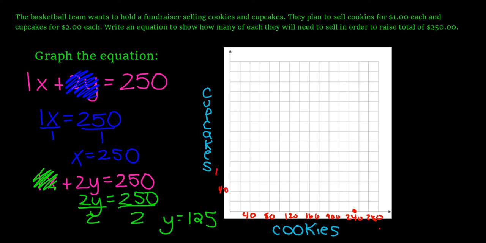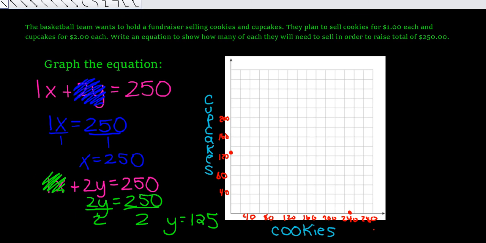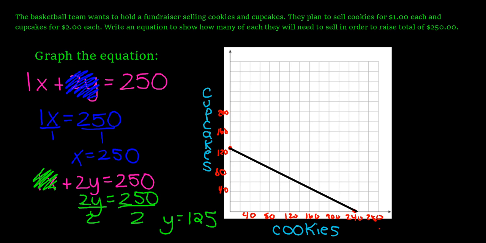40, 80, 120, 160, 200. I don't need to go even further than that because the y-intercept was 125, which is just a little bit above right there. And then all I need to do is connect my line from here to here, and I have completed my graph. All right?